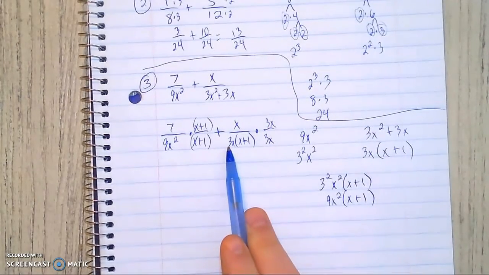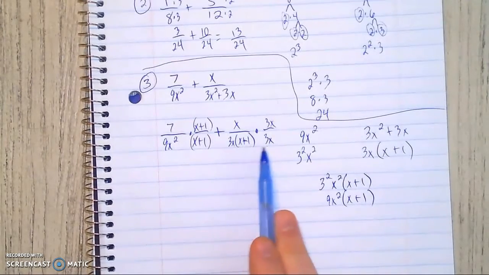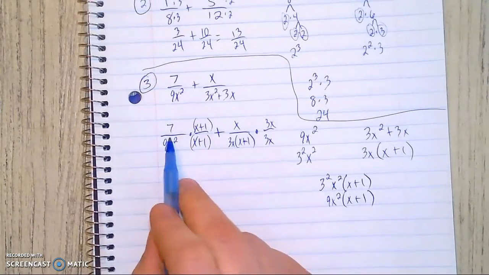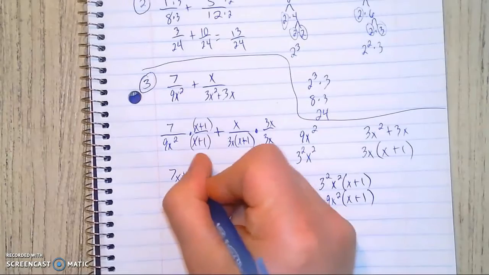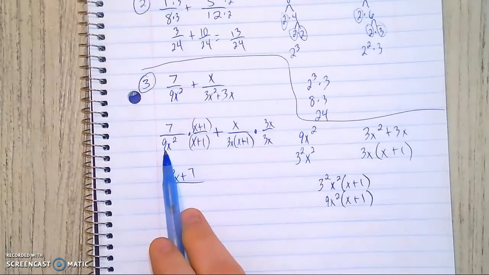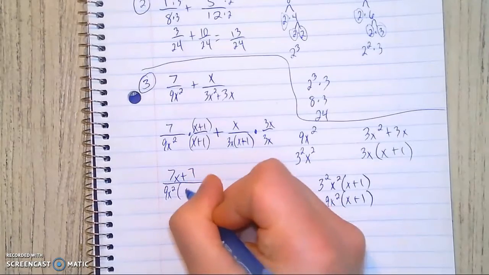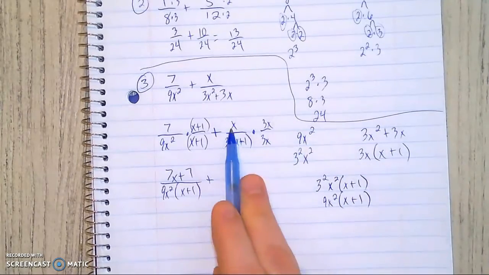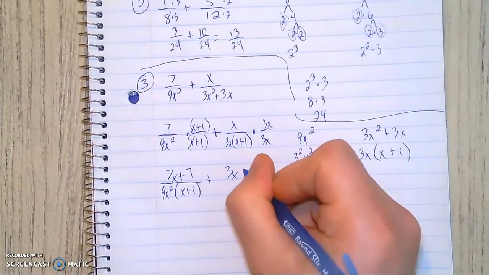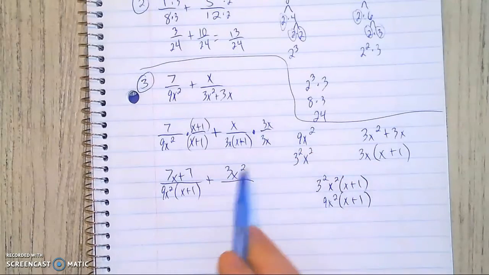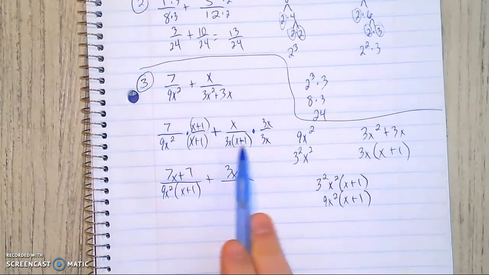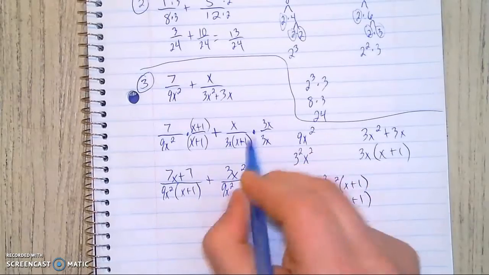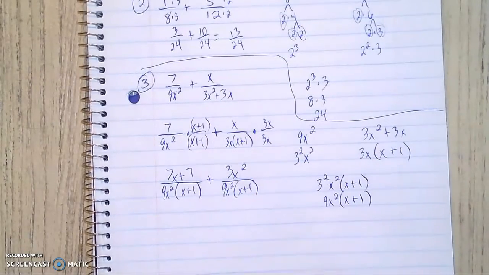So now you can see how that'll give you the 3 times 3 makes 9, the x times x makes x squared, and there's that x plus 1. So we're going to go ahead and actually multiply now. So 7 times x plus 1, that becomes 7x plus 7. And in the denominator, I get 9x squared times x plus 1. I'm just going to leave it like that for now. Over here, I get x times 3x. That's 3x squared. And in the denominator, well, I'm going to make it look like this one. So I'm going to multiply my 3x times 3x to make 9x squared. And then I'm going to leave my x plus 1 as a factor like that.